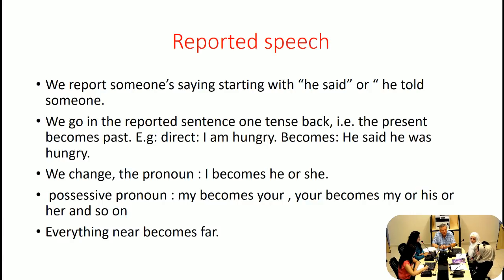The first change is to the tense of the verb, and we make changes to the time and place references, and to the pronouns and possessive adjectives. We report someone saying, starting with he said.